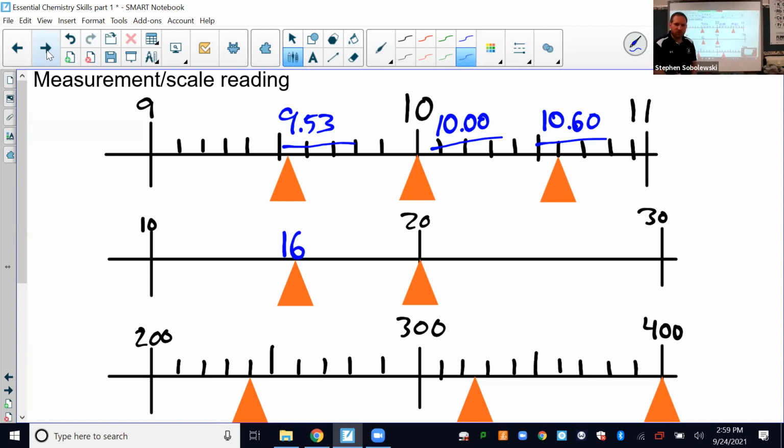This one, I seem to be right on the 20. What am I going to call it? Well, I have to go to the ones place. How do I do that? 20 point, not 20.0 and not just 20.